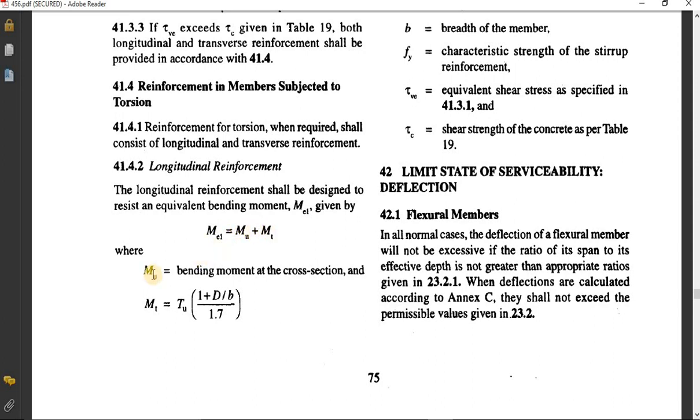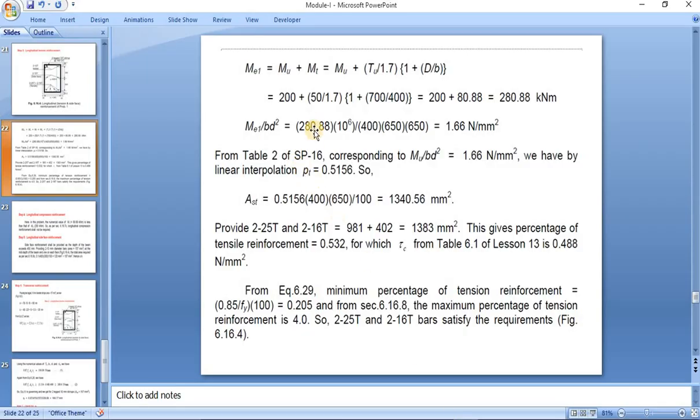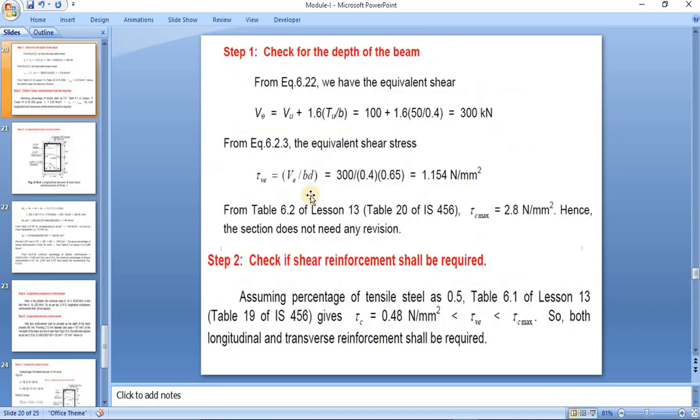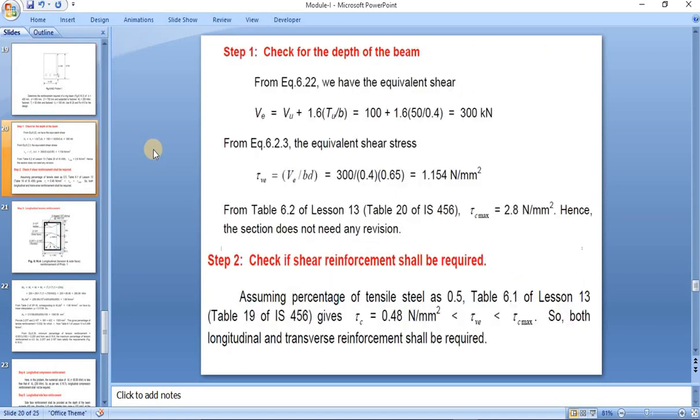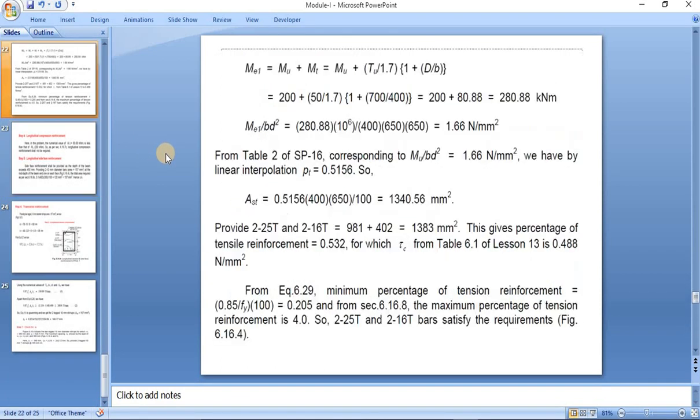plus MT. MU is the bending moment across the section, which is given. MT is calculated based on the torsion. The calculation is like this: MU plus MT. MU is already given, that is 200. You can see in the question itself, MU is given as 200 kilonewton meter. So MU is 200, plus I need to calculate MT.